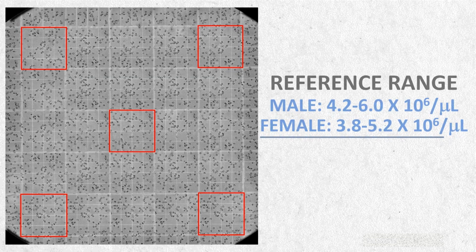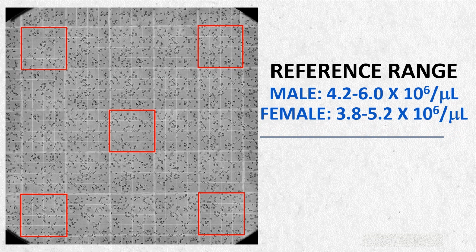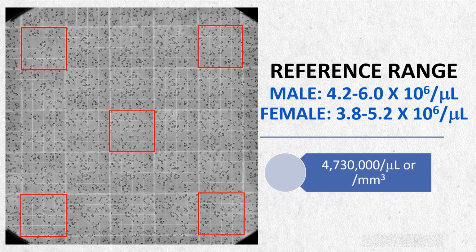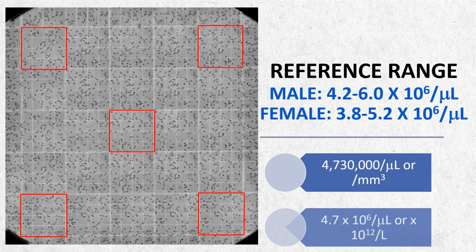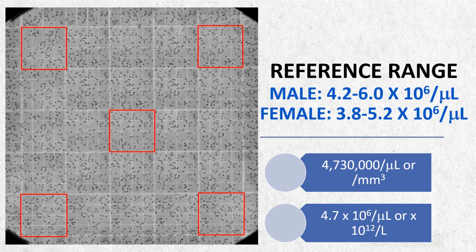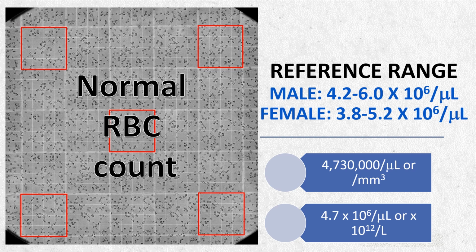A separate reference range is given to males and females. The value that we have computed earlier is 4,730,000 per microliter or per cubic millimeter. It may also be reported as 4.7 × 10^6 per microliter or 4.7 × 10^12 per liter. Our value may be interpreted as a normal red blood cell count.